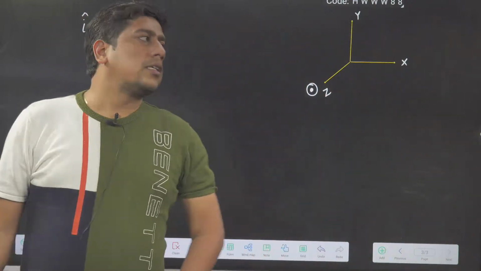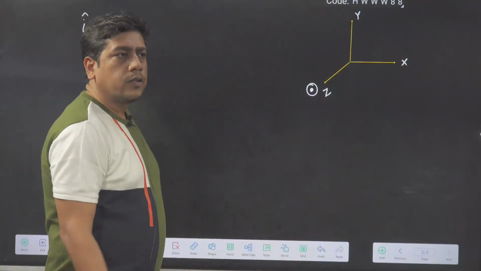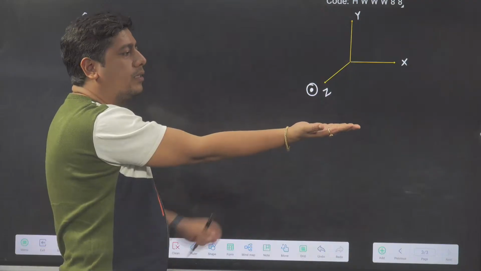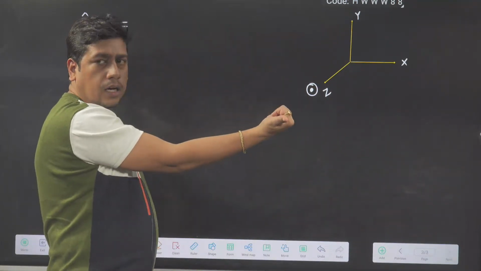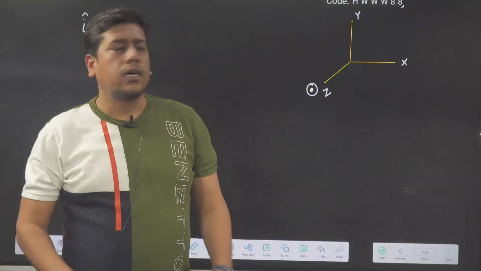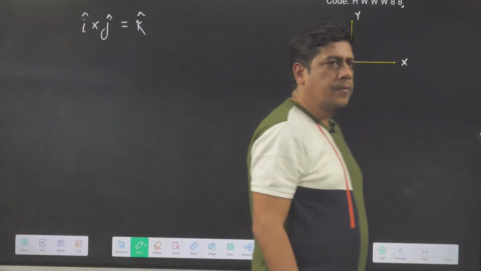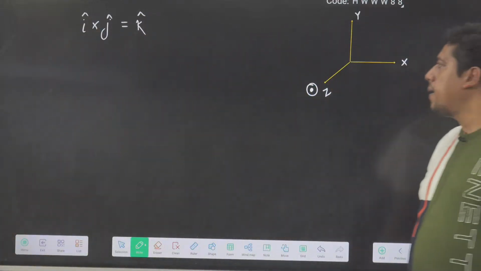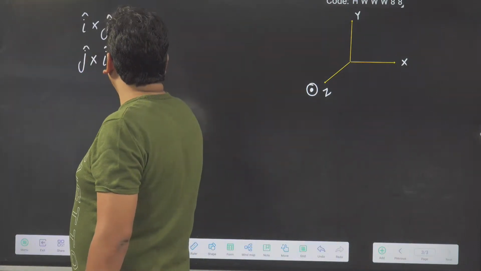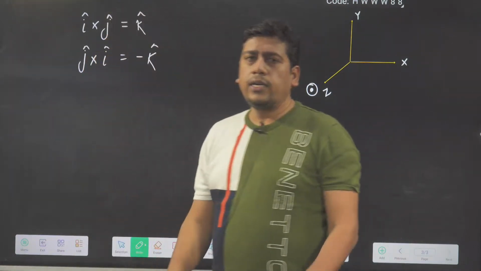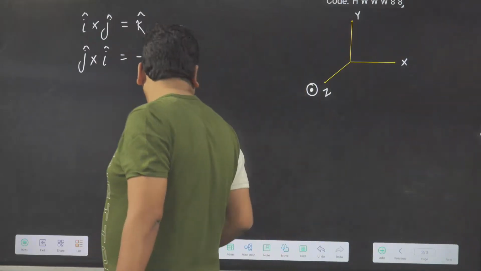Now I cross J. I is right side, J is upside. Means arm will be right, palm will be up, cross product, it will be outward. Outward means positive K. So I cross J is K. Similarly, if I ask you what will be J cross I, obviously the answer will be minus K, because A cross B equals negative of B cross A.